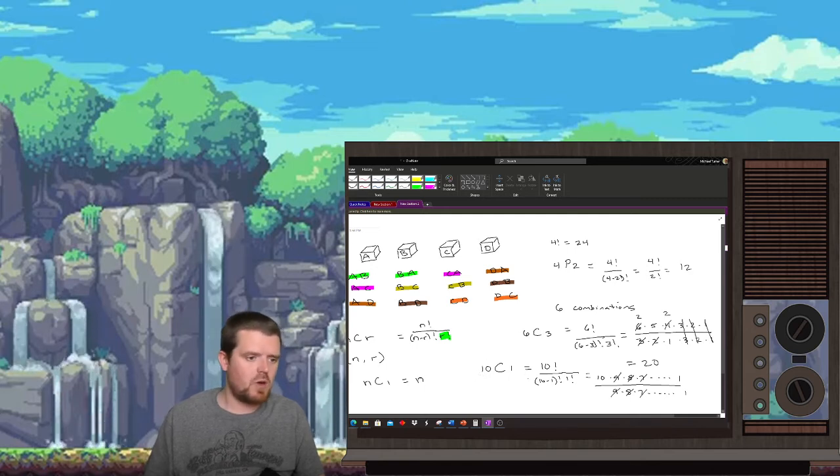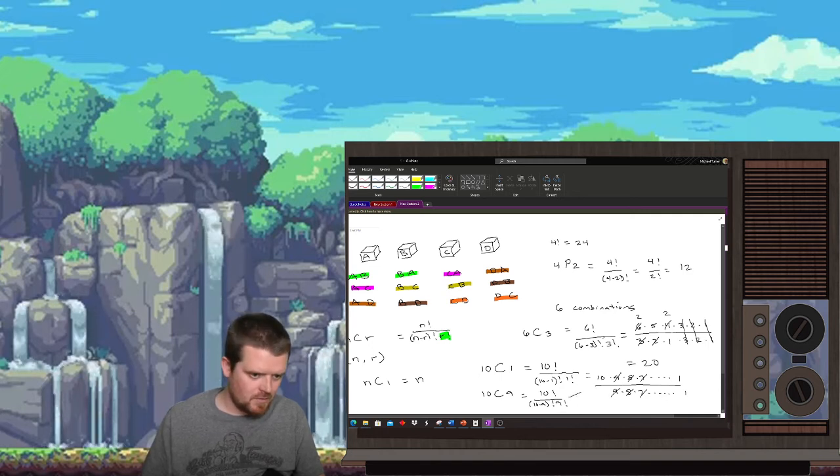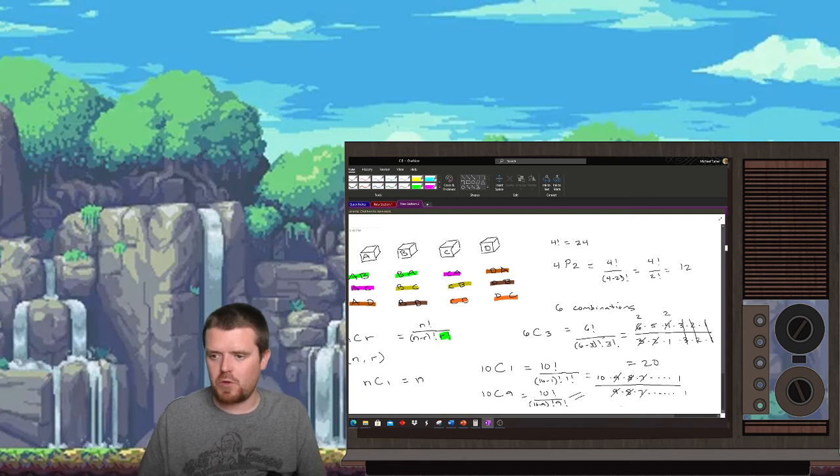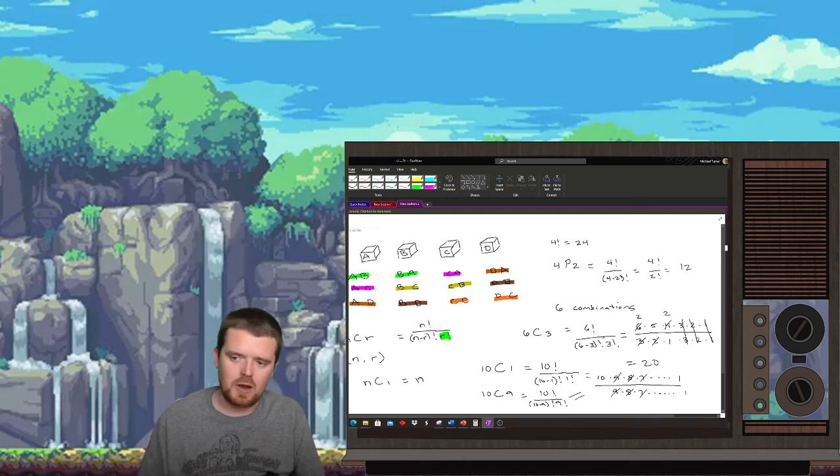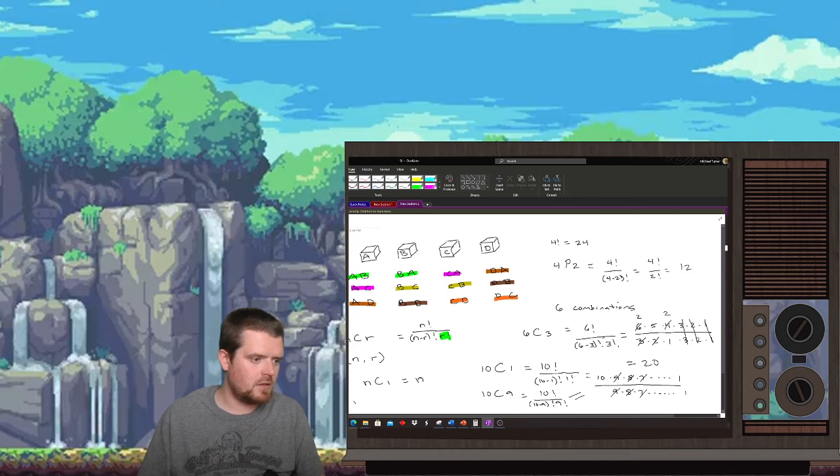Now the same works if you have 1 less than your n. So let's say I had 10 choose 9. Well, in that case, I would have 10 factorial over 10 minus 9, which is 1 factorial, times 9 factorial, and again, I would have 9, 8, 7, 6, 5, 4, 3, 2, 1 on the top and bottom, which would cancel out. So n choose 1 less than the n is also going to be equal to whatever the n value is. Okay. So those are some special cases that'll come up.